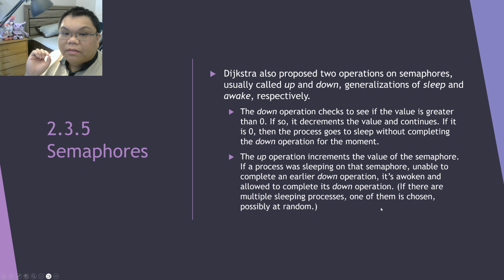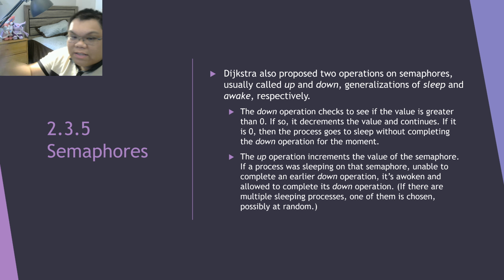We also have two new operations here. Semaphores have two new operations called up and down. These are generalizations of sleep and awake. The down operation checks to see if the value is greater than 0. If so, it decrements the value and it continues. If a process calls down and it is 0, then the process that called down goes to sleep and it won't complete its down operation for the moment. The up operation increments the value of the semaphore.